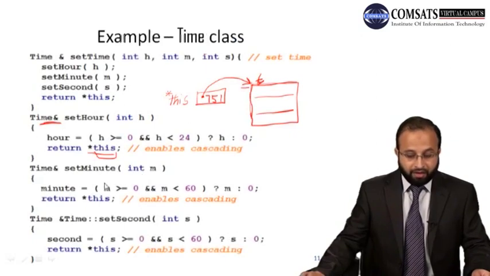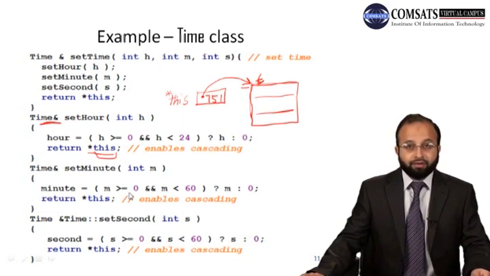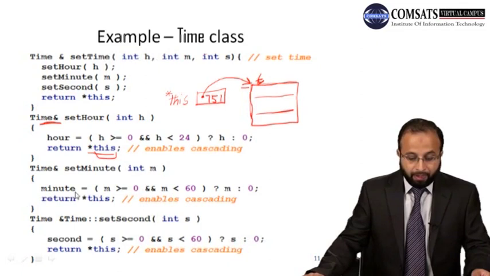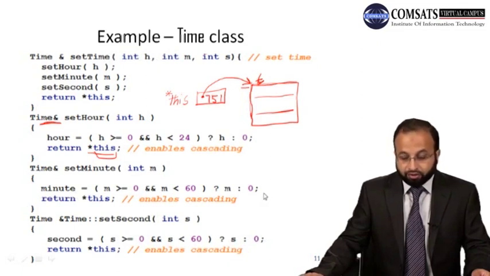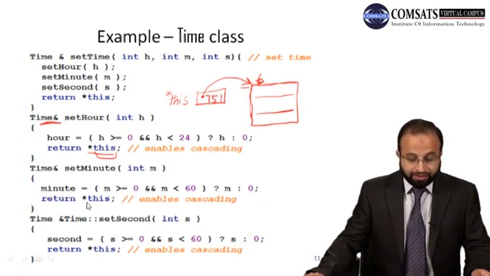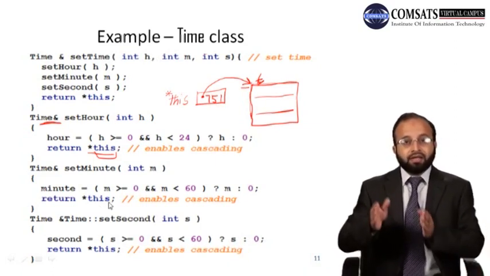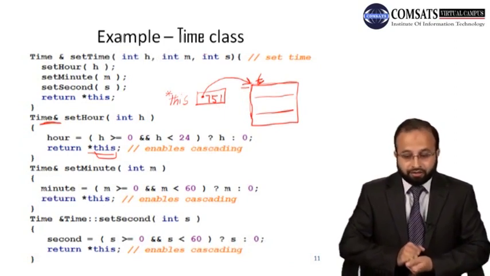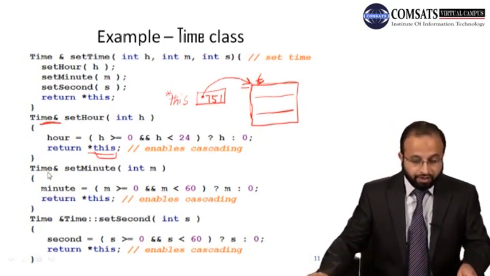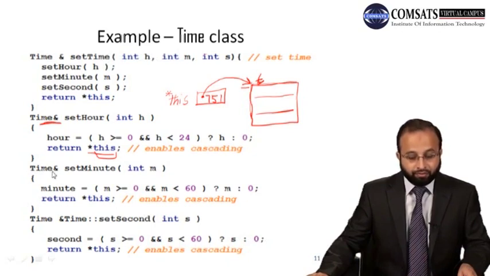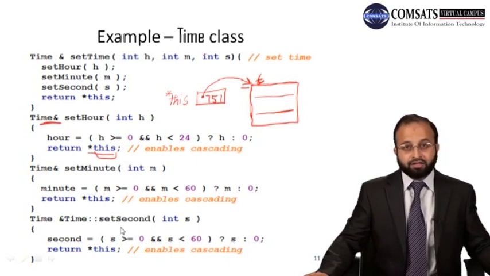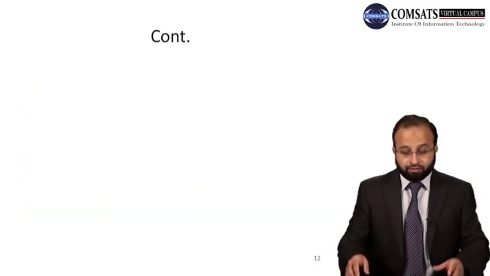And the same thing is happening over here, that you are checking the value, validating that the minute is within the range. Yes, if it is, then you assign it to the minute. If it is not, you assign 0, right? Then you return static this. So static this is basically the object of time class, that is the T object, right? And you are returning the reference of that object. You mention it over here, right? And the same is the case with the seconds as well. I hope now this is clear to you.